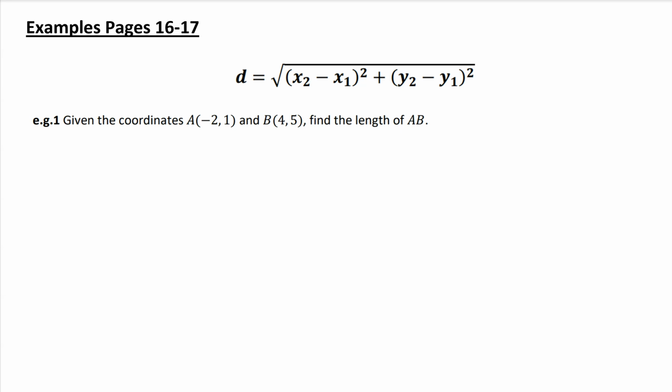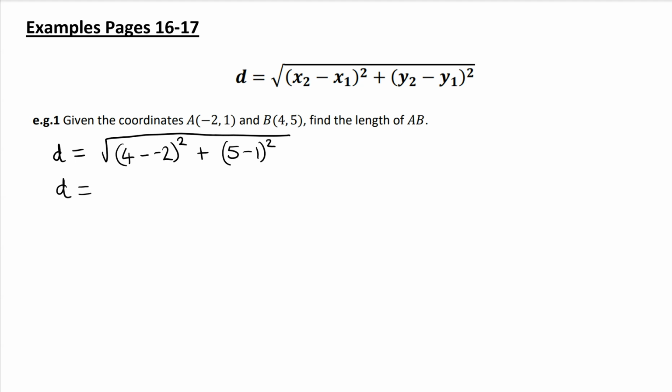Looking at example 1, we've got our 2 points A and B, and I'm going to find the length of the line segment. So I just do what I mentioned before, find the difference between the two x coordinates. So the difference between minus 2 and the 4, so I need to do 4 minus minus 2. And then the difference between two y coordinates, so the difference between 5 and 1, 5 minus 1 there.